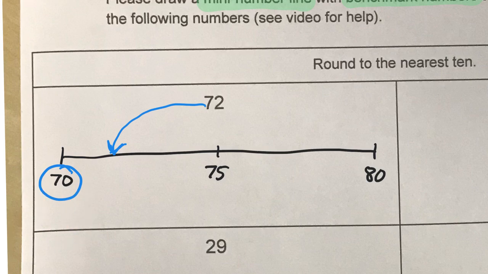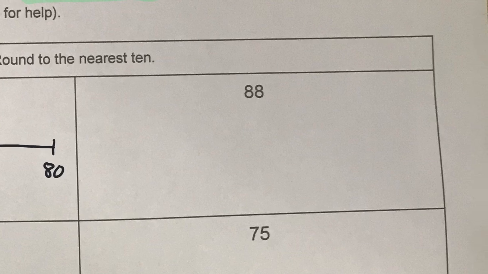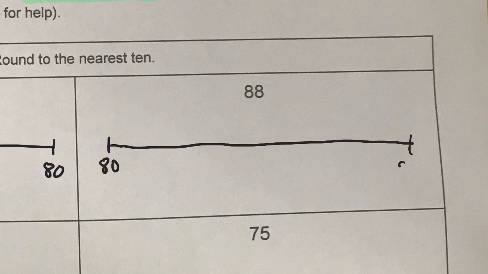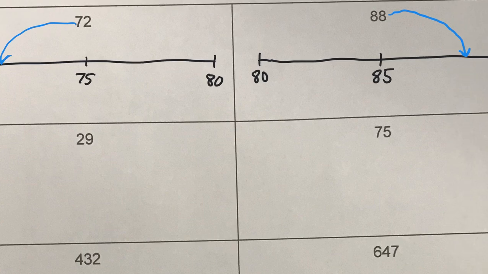Now let's look at another one over here, 88. What number comes before 88 to the nearest 10? That would be 80. And then of course we'd have 90 on this side. 85 is in the middle. So where does 88 fall on this number line? It would be right around there. So we round 88 up to 90. And I think the 29, I'm going to let you try that one on your own.